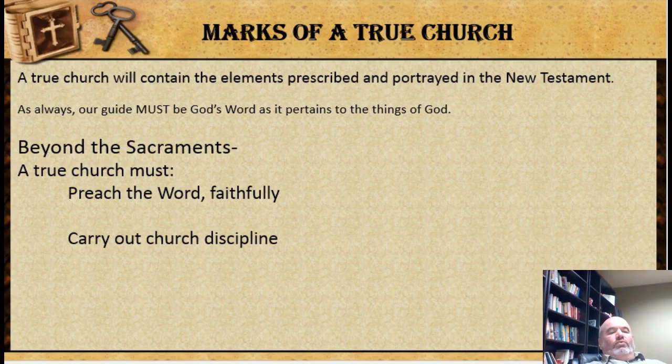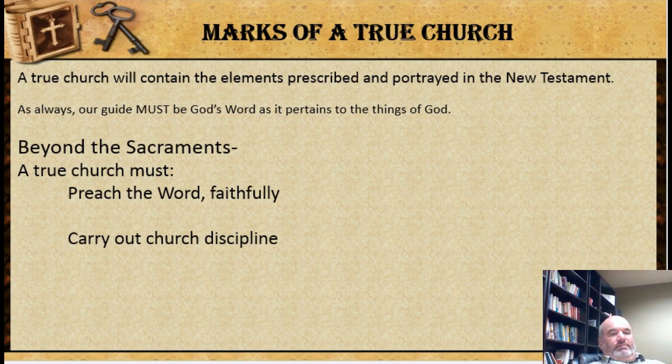The goal is that we would be able to be used by God in the life of another, to help them and to direct them in the sanctification, the process that God is using to bring them to be more and more like Christ. I cannot emphasize this enough.